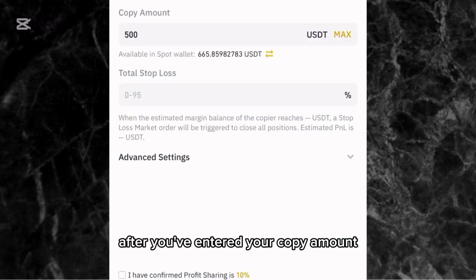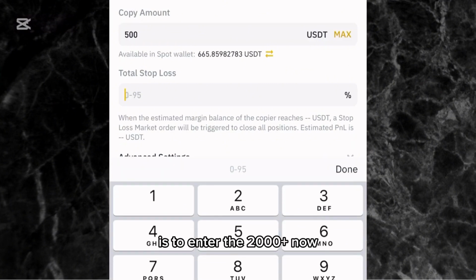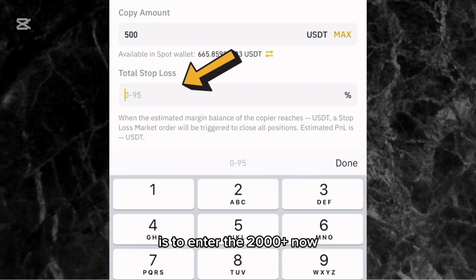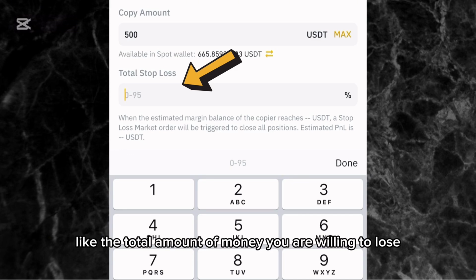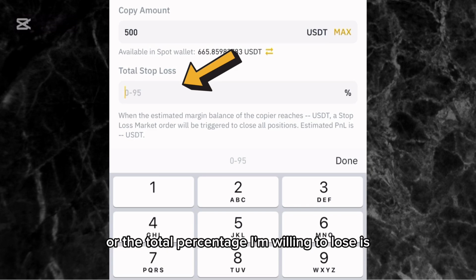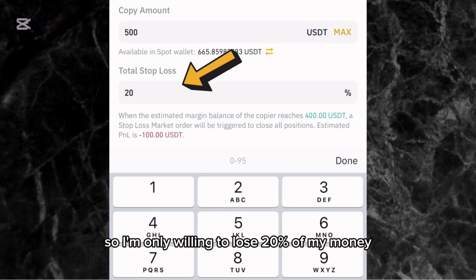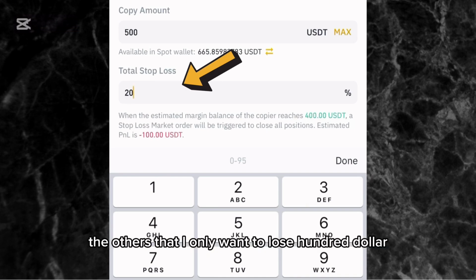So the next thing right here, after you've entered your copy amount, is to enter the total stop loss. Now, total stop loss means that this is the total amount of money you are willing to lose. So let's assume that the total percentage I'm willing to lose is 20%. So I'm only willing to lose 20% of my money. Now, 20% of my money is $100. So that means that I only want to lose $100.